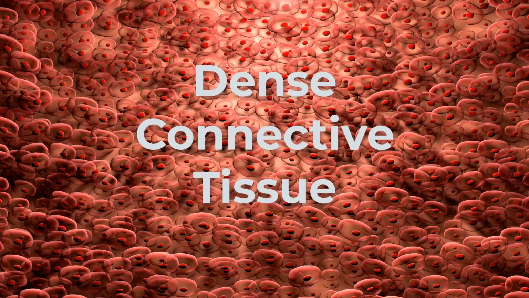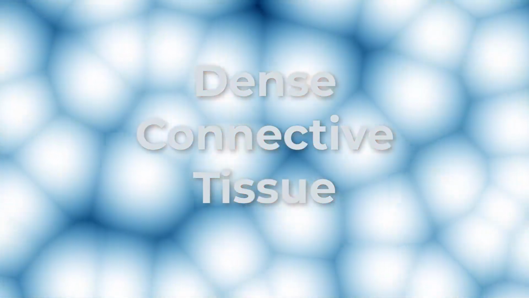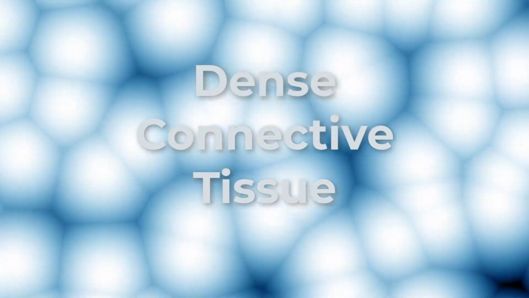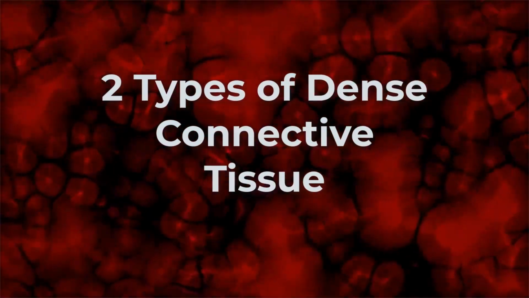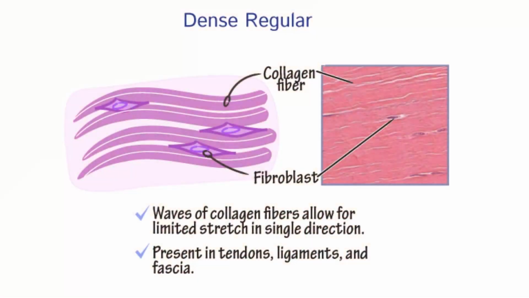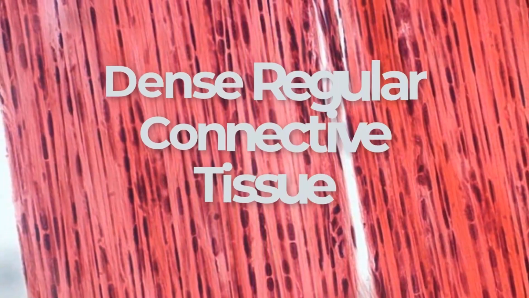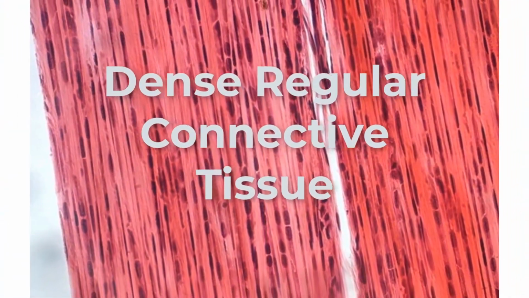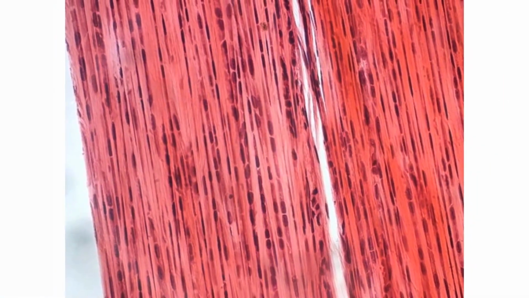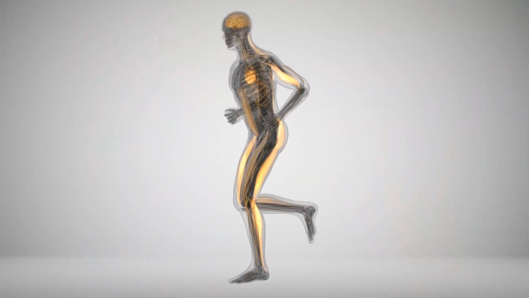Dense connective tissues. Dense connective tissue contains more collagen fibers than loose connective tissue. As a consequence, it displays a greater resistance to stretching. There are two types of dense connective tissue: regular dense connective tissue and irregular dense connective tissue. Ligaments and tendons are made up of dense regular connective tissue. Dense regular connective tissue contains elastin fibers in addition to collagen fibers, which allows the ligament to return to its original length after stretching.